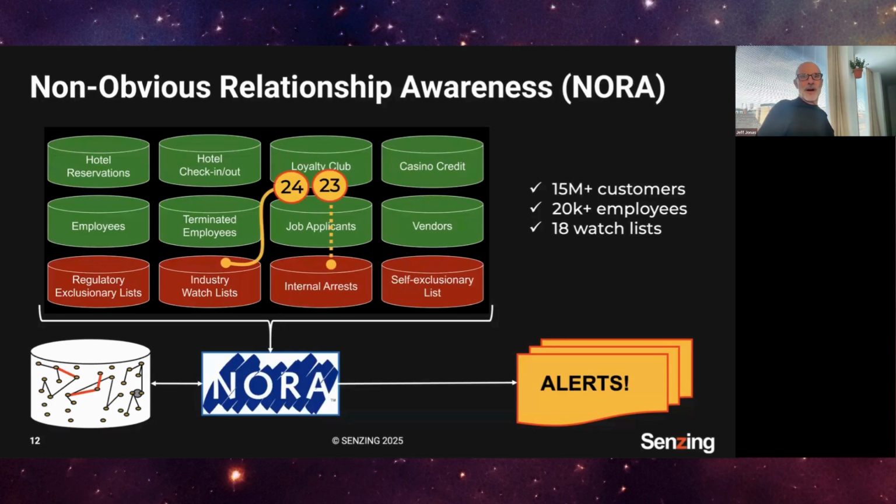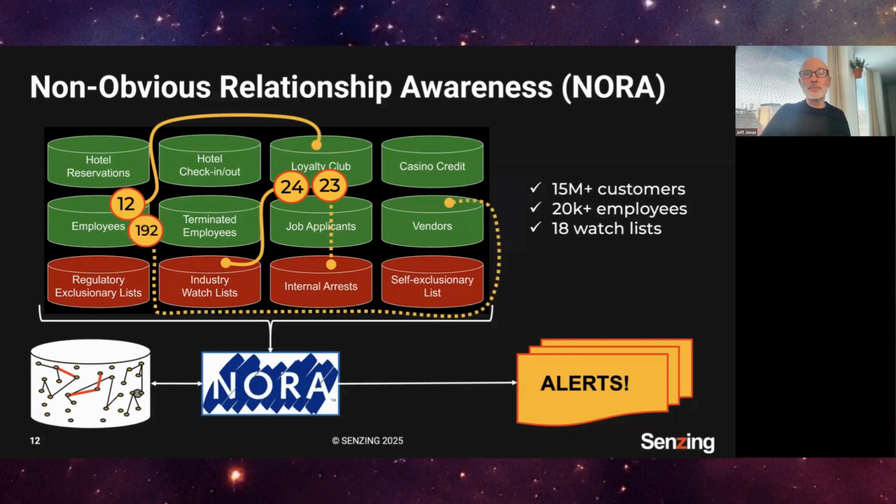Okay. 23 of the people in the loyalty club had relationships, like a phone number, or they were the reference on an application, or a family member or loved one, or they shared a phone or address. 12 of the employees were in the loyalty club. That was against the rules at the time. 192 employees were related to a vendor, but more interestingly, 7 of the employees didn't know the vendor. They were the vendor.